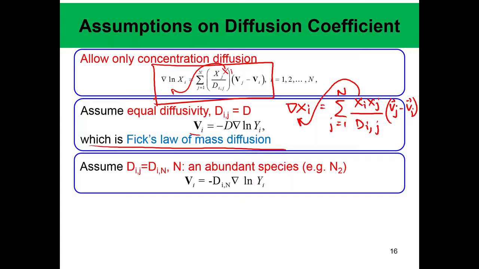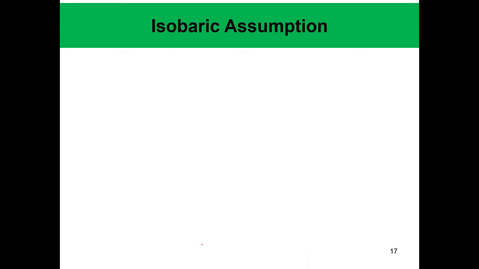So, we can consider this Dij is essentially DiN, where N is the abundant species, which is for example nitrogen, and then we can write that Vi is equal to minus DiN, where DiN is the diffusivity of the ith species with respect to the Nth species, the abundant species, times the gradient of ln Yi. Alright, and then, depending on the situation, we assume that rho D is equal to constant or rho squared D is equal to constant, and this will become evident later.